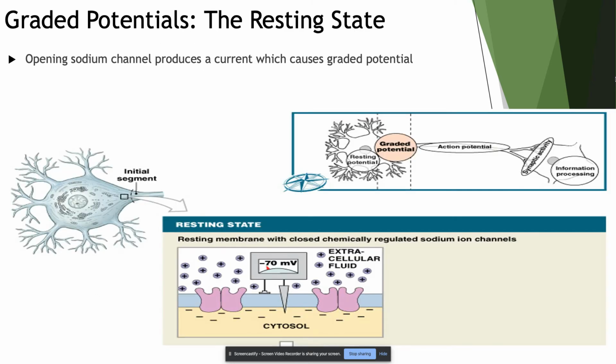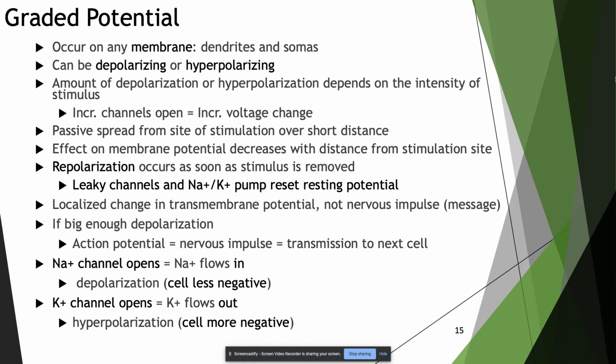So remember that graded potentials, or local potentials, are changes in the membrane potential that cannot spread far from the site of stimulation. Any stimulus that opens a gated channel produces a graded potential. In a graded potential, the degree of depolarization decreases with the distance away from the stimulation site. Well, why?